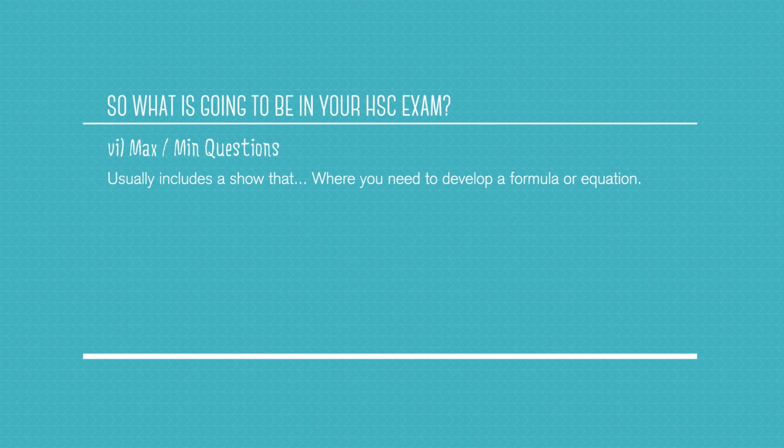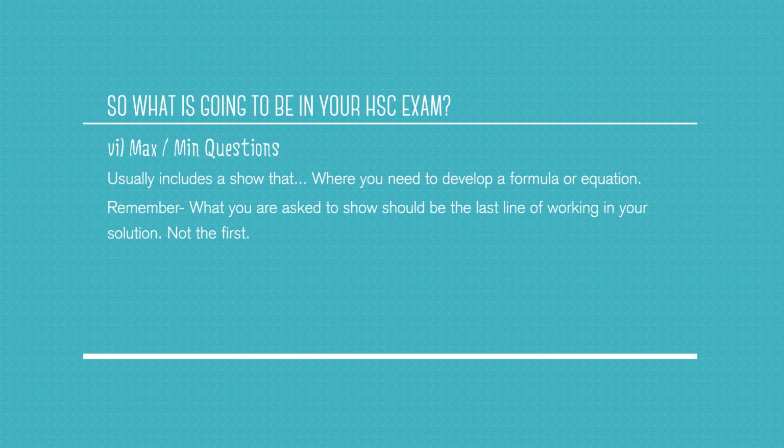Max-min questions usually include at least one show that, where you need to develop a formula or an equation. We do this so that students can get into the question. They're probably going to be worth 5, maybe up to 7 marks, and we don't want to cut them out if they can't do the very first bit. So we give them a nice show that to introduce them. But remember, if you're doing a show that question, you don't start at the answer and then work backwards. What you are showing is what you are supposed to finish at, and your working is supposed to work to that, so that the marker could cover it up and say, yep, that person knows what they are doing.